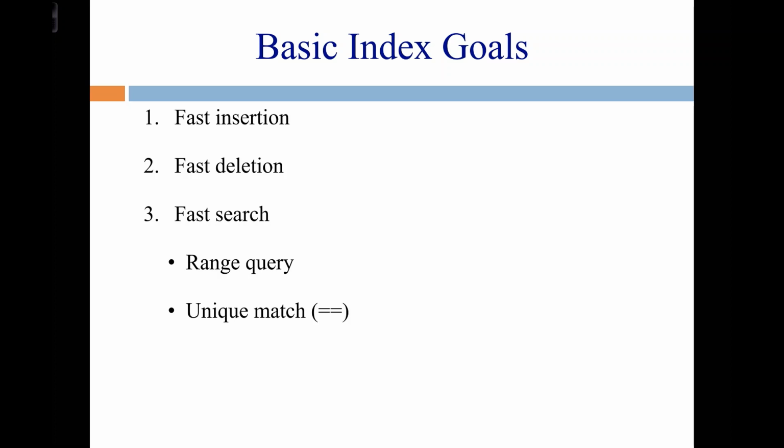And for searching, I specifically list two kinds here. We want to be able to do range queries, and by that I mean find all things in between a range. So say, everything in between two dates or everything after a certain date. And then just exact matches. So find the one row that has exactly X for a certain column. So we want it to quickly support all of these things.